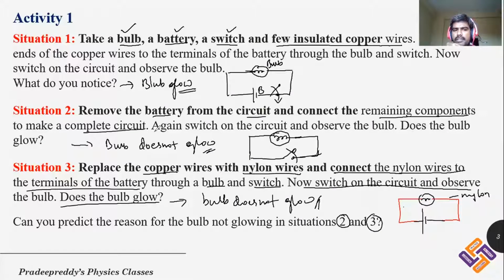What is happening in situation 3? The source is there, the energy source is there, the consumer is there, but the path connecting the consumer and the energy source is made of some other wire, like a nylon wire. It is not allowing electrical energy to pass through that wire. Okay, so nylon wires do not transfer electrical energy through them. That is what is happening in situation 3.